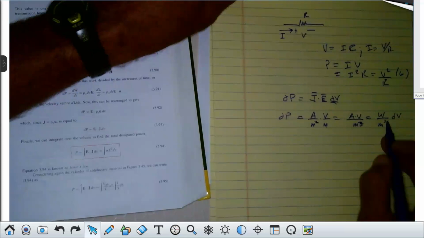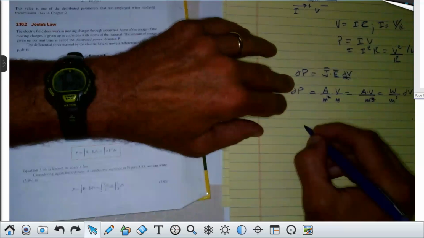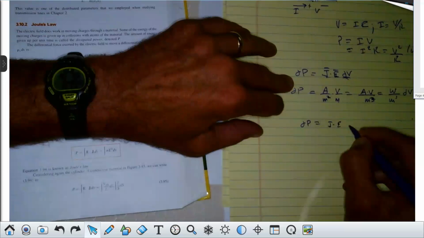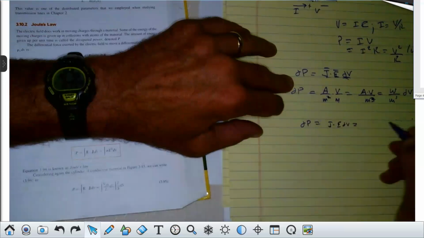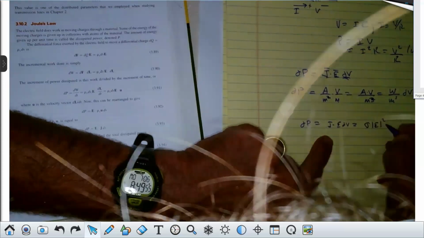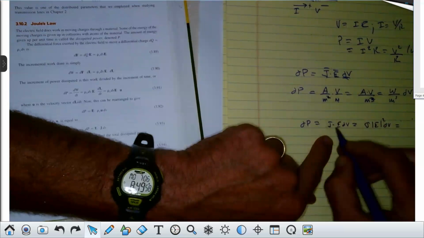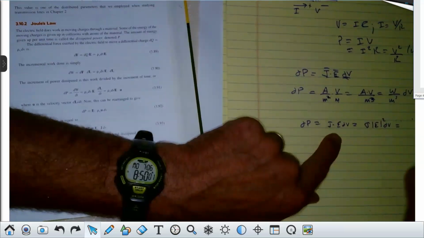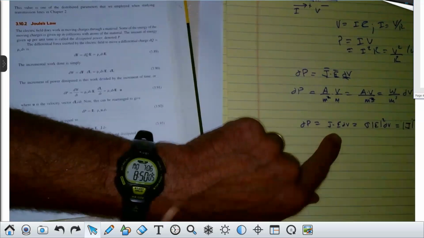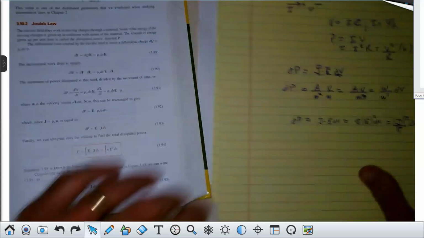The real thing is when you want the differential amount of power dissipated per unit volume, you can say it's J dot E dV, or you can replace J by sigma E, and then you get sigma times the magnitude of E squared dV, or you can replace E by J. And if you do that, then you're going to get J squared, and E would be J over sigma, so it would be divided by sigma dV. You all see this, class? I'm just showing you the different ways to write it.